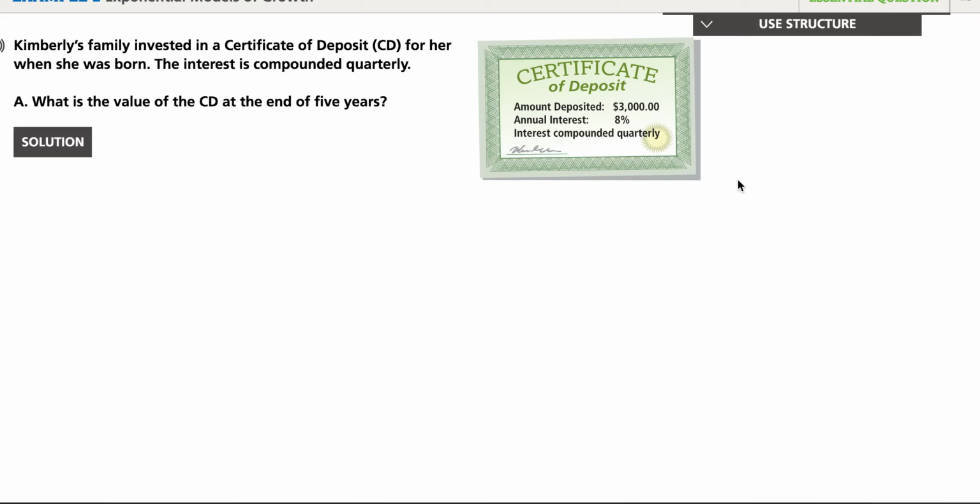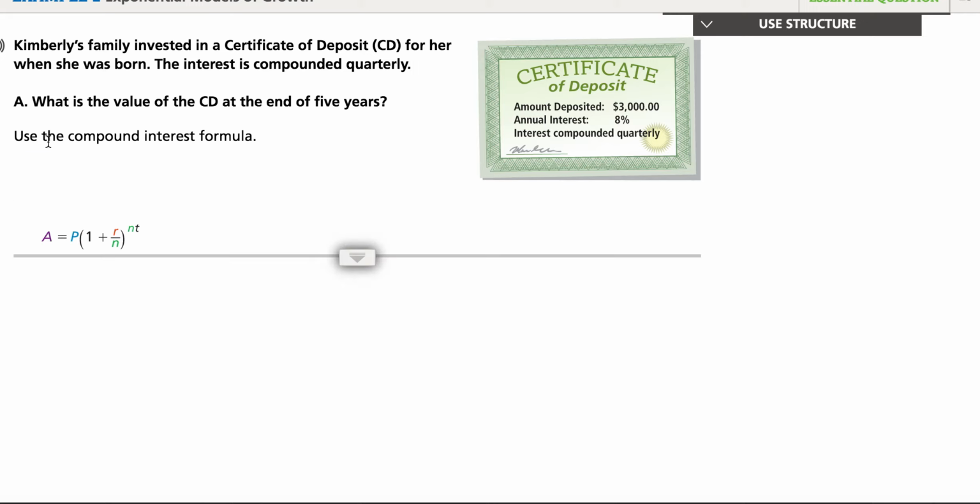Okay, now, as you see here, the amount deposited is 3,000. Annual interest is 8% and the interest is compounded quarterly. What does compounded quarterly mean? Quarterly means 4 times a year. And let's see the solution now. What is the solution telling us about what is going to happen in 5 years?